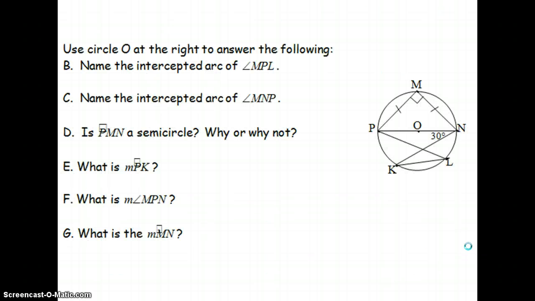For this last set of examples here, you try these on your own. You've got B through G, a few questions to answer using this diagram here on the right. Please bring these in answered along with these notes for your next class period.